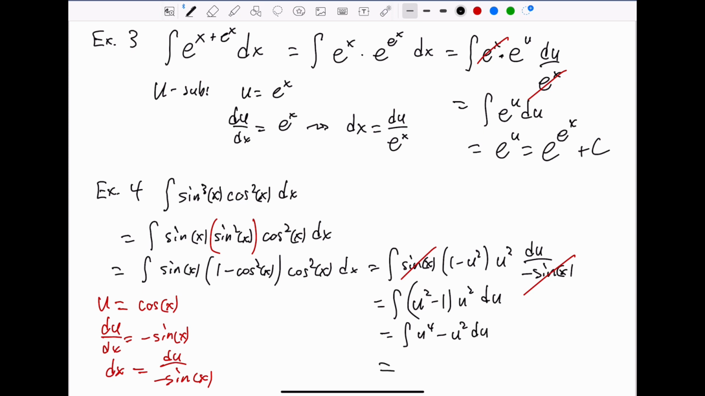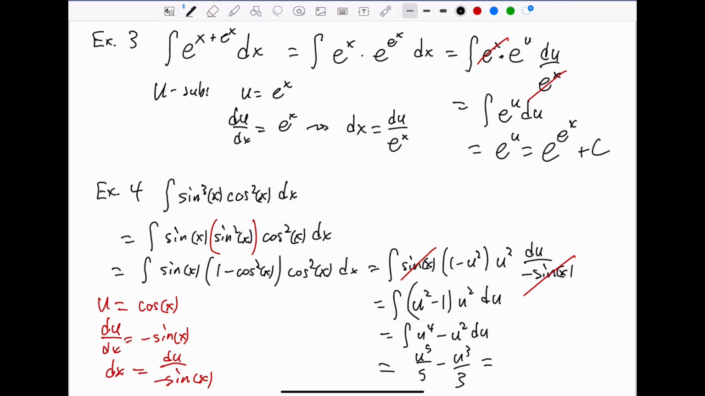And now we can integrate. Because we're adding in the integral, we can integrate separately now. U to the fifth divided by 5 minus u cubed divided by 3. The final step is to write everything back in terms of cosine. U equals cosine of x. So the final answer here is cosine to the fifth of x divided by 5 plus cosine cubed of x divided by 3 plus c.